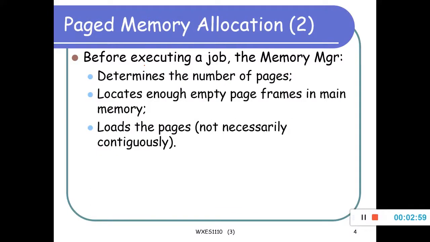Before executing a job, the memory manager usually determines the number of pages the job has, and then checks whether there are enough empty page frames in the main memory. First it locates how many pages the job has, and then it checks the empty page frames in the main memory. If it fits in the main memory, it will load the pages. It is not necessarily contiguous or following an order, or just side by side. So this is page memory allocation.